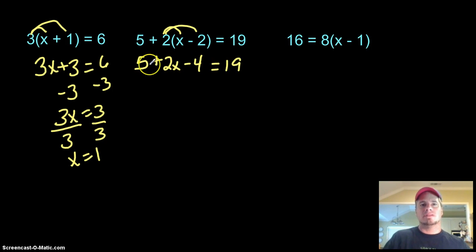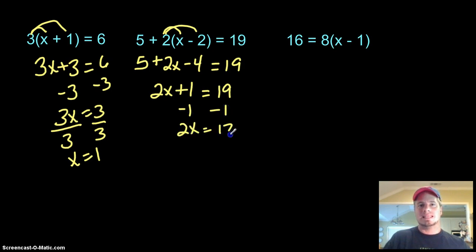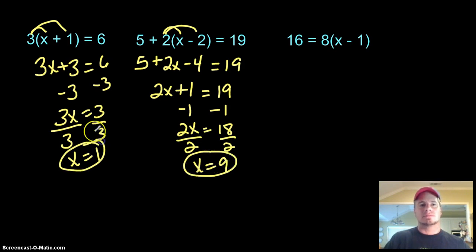Okay, now I've got 5 and negative 4. Those are like terms. I want to add those. That gives me 1. So 2x, and it's a positive 1, so it's 2x plus 1 equals 19. Two-step equation, get rid of the 1 first. 2x equals 18. Divide by 2 here, divide by 2 here. X equals 9. Very good. You need to circle your answer, especially when you show a lot of work.